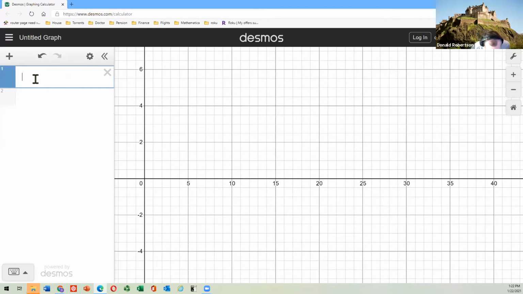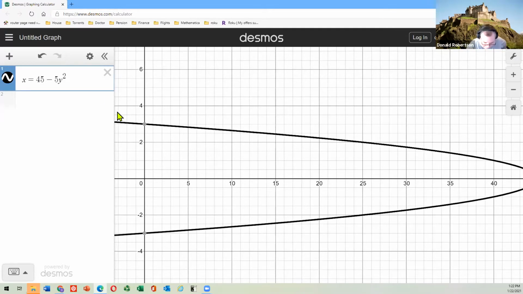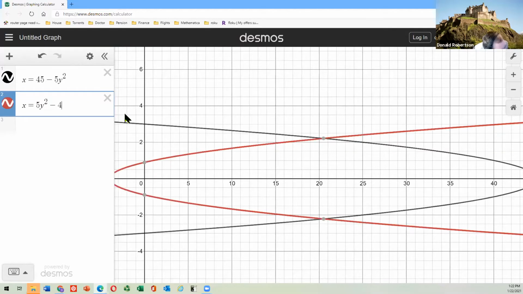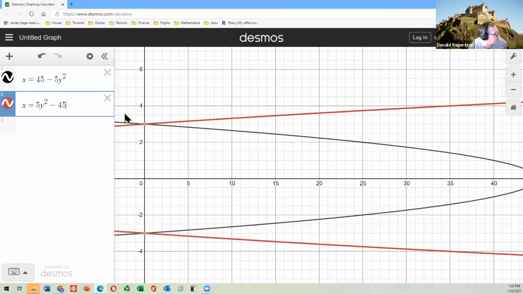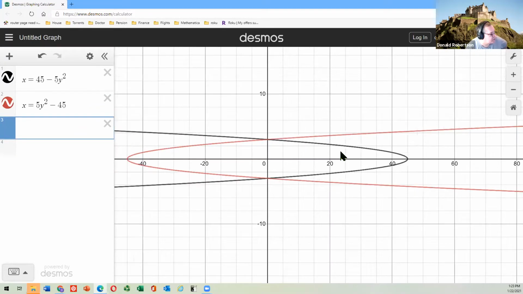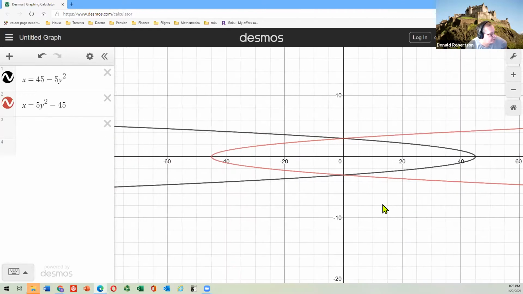The first guy is x equals 45, take away 5y squared. And the second guy is x equals 5y squared. Yeah, it looks like they're going to do another one of those symmetric ones. There's no reason in the world they need to be symmetric, but they are, so they are. I'm going to shrink this back quite a bit, maybe shift it over a little bit and go in.